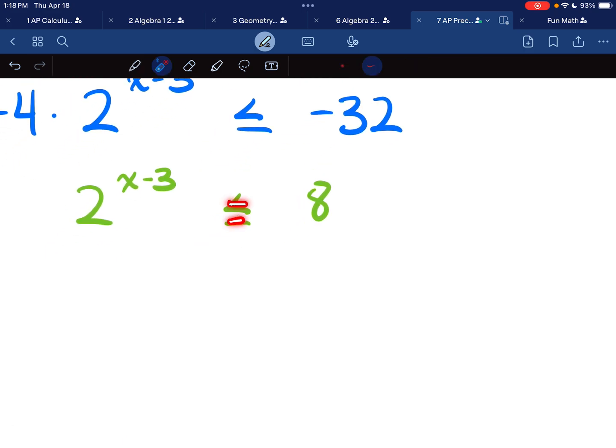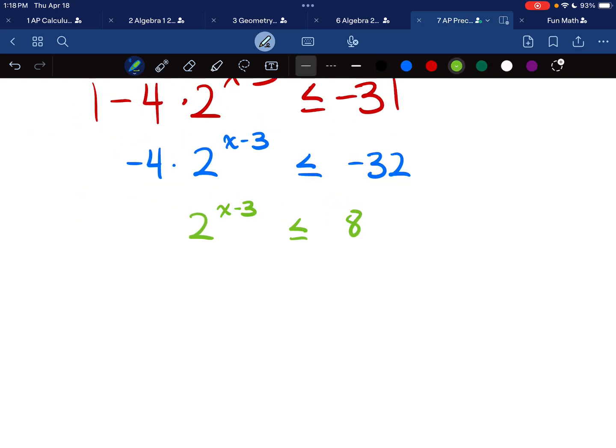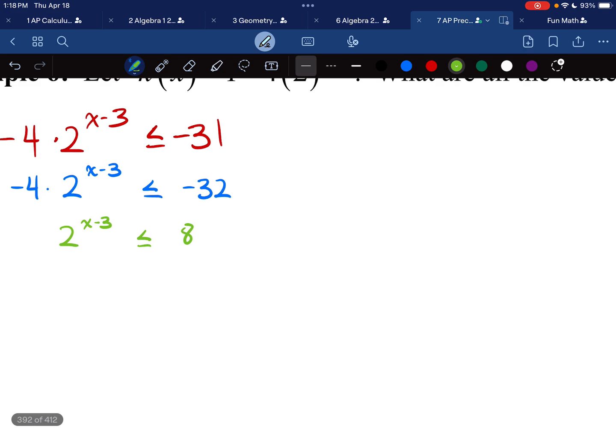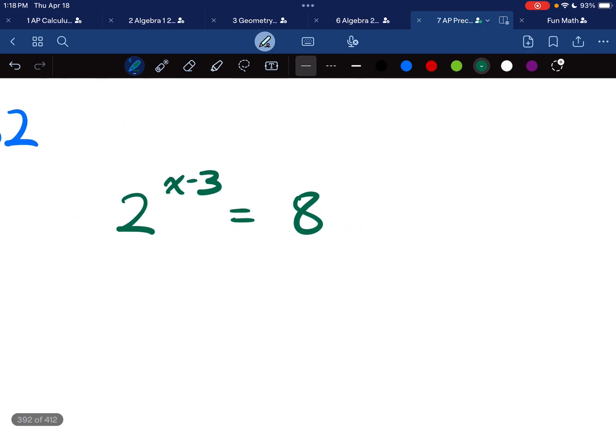All right, and then from here, I need to solve. So what I'm going to do is set this thing temporarily equal to figure out where these boundary points are, and then I'm going to figure out where those positive and negative intervals are. So I'm switching the problem up just a little bit. I'm going to say, okay, this is really the problem. 2 to the power of x minus 3 is equal to 8. How do I solve this one?